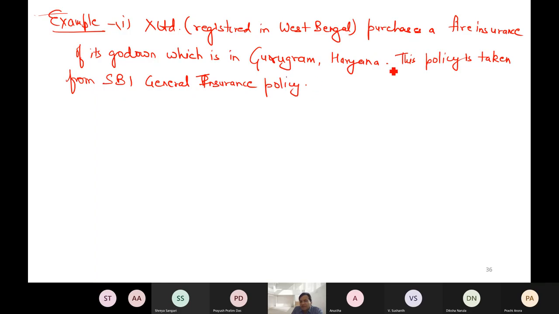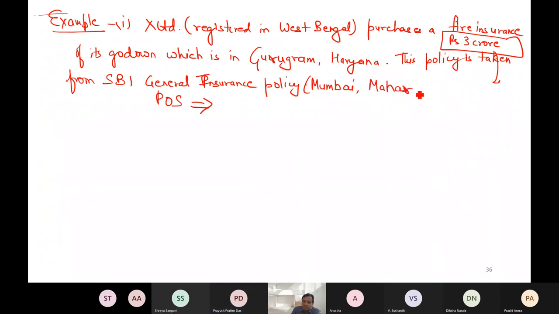Can you tell me the place of supply? For example, if this insurance is taken for 3 crore rupees, there will be of course some GST on this 3 crore rupees. Now my question is, what is the place of supply? Now, SBI General Insurance Policy is registered in Mumbai, Maharashtra, for example. These all are hypothetical points. So there are three states: West Bengal, Haryana, Maharashtra. What is the place of supply?